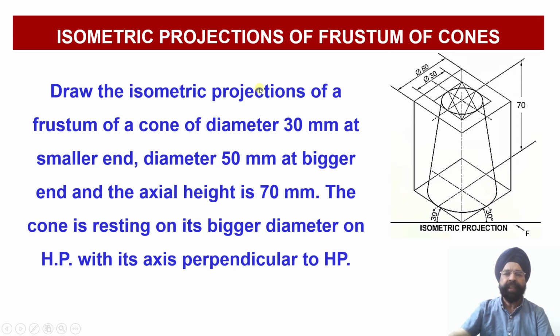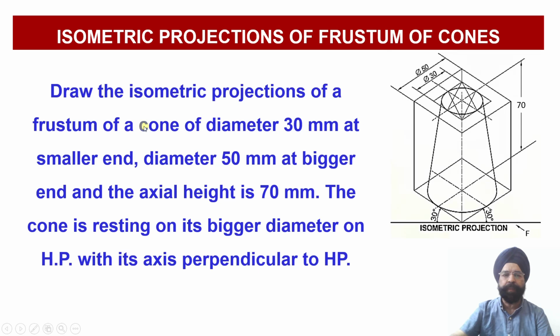So we are given that we have a frustum of a cone in which the upper diameter, the diameter of the top surface, happens to be 30 millimeter. The diameter of the base of this frustum of the cone happens to be 50 millimeter, and the height of this frustum happens to be 70 millimeter. So we are required to draw the isometric projections of this frustum of the cone.